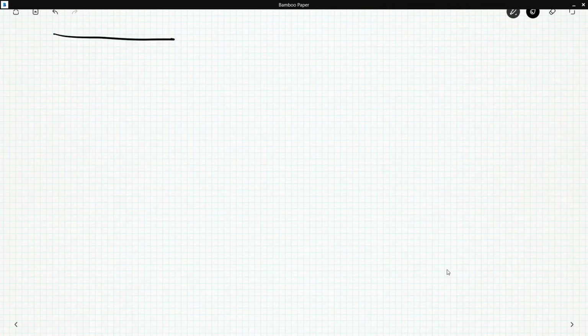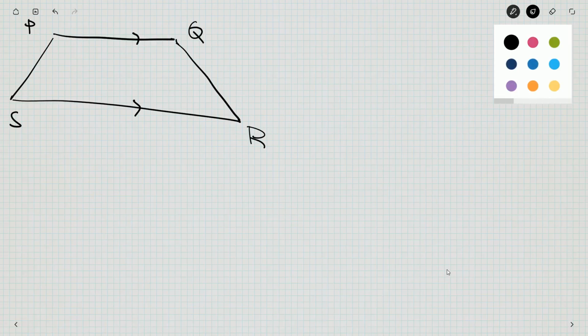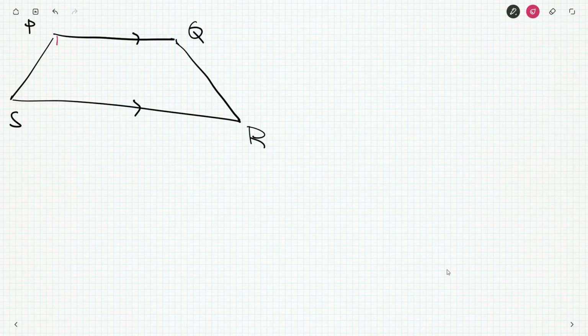So we've got PQ. I kind of wish they'd explicitly said that these were the parallel sides, even if they think that should be obvious. But what can we do? Well, I'm going to drop a height here.